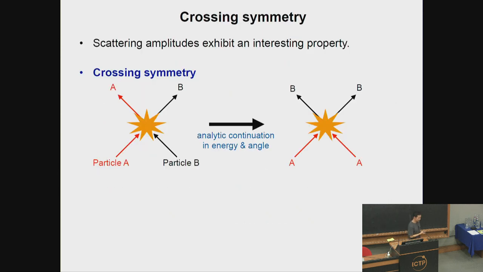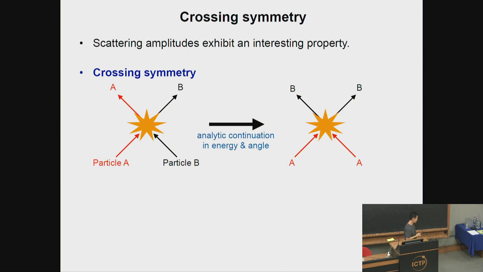People found that scattering amplitudes exhibit a very interesting property, which is called crossing symmetry. So what is crossing symmetry? Imagine you scatter particle A and particle B, and then look at the process in which the outcome is, again, particle A and particle B. This probability amplitude depends on the total energy of particles A and B, and also the angle of the emitted particles.